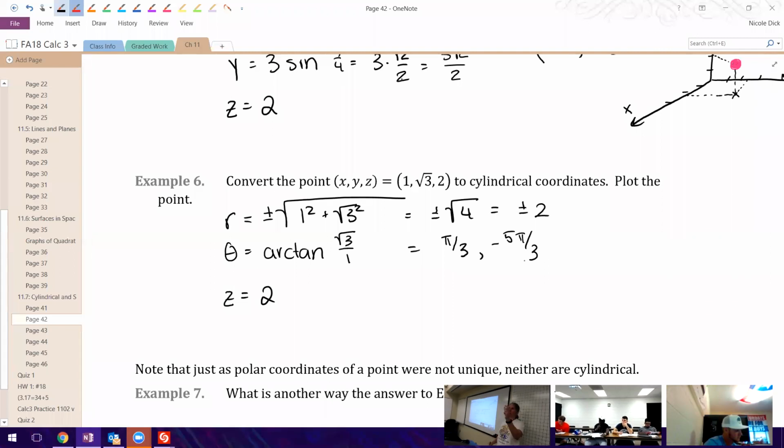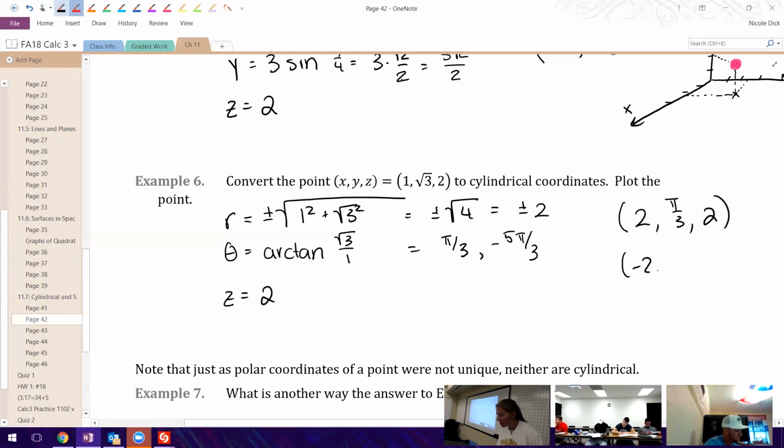The reason I mentioned that is because it makes sense of why we have positive or negative root 2. If we think about this point here, we've got options for it. If we pick a positive 2 for the radius, which angle is more appropriate here, pi over 3 or negative 5 pi over 3? I'd probably stick with pi over 3, just because it's nice and easy to work with. Although if you like negative 5 pi over 3, that's okay too.